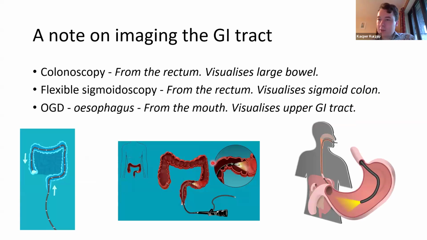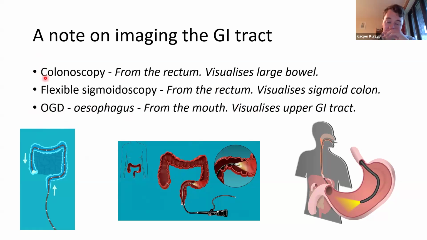Tying things up, we've mentioned imaging of the GI tract. So we have some gold standard investigations you may want to use. Last week we discussed OGD, which images the esophagus, stomach, and a bit of duodenum. So this allows you to see the upper GI tract.